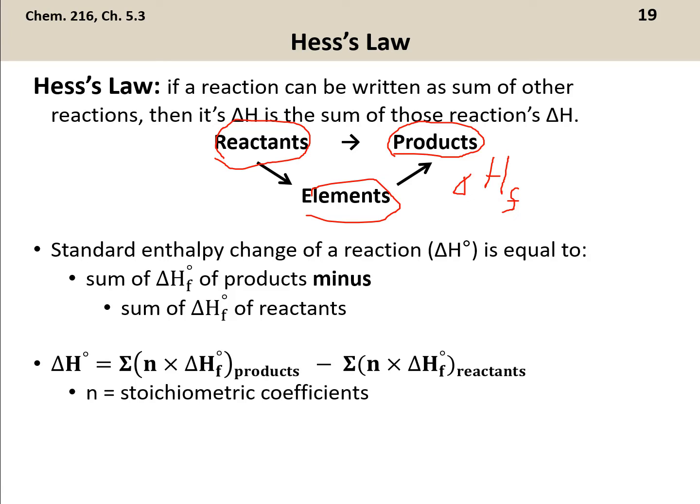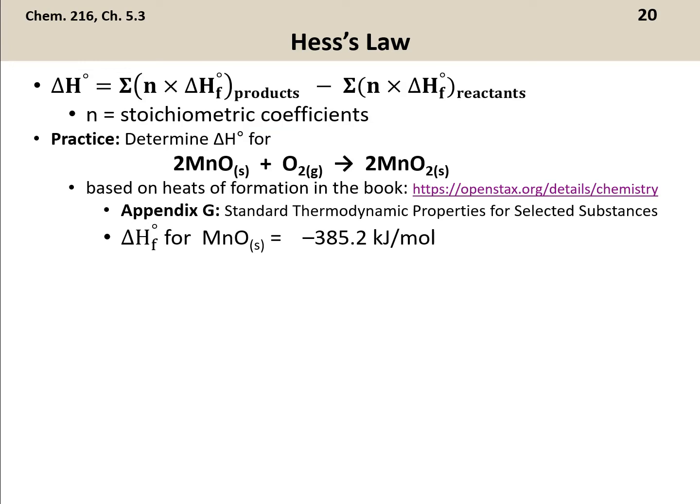But one way to look at this is delta H for any reaction is equal to the sum, that's this symbol right here, of all the delta HFs for the products. But notice I have to use their stoichiometric coefficients. Remember, that's the coefficient in front of the compound. And then minus the sum of the heats of formation for the reactants. Okay? We'll look at this in a second. So it's products minus reactants. All right, so let's do this problem.